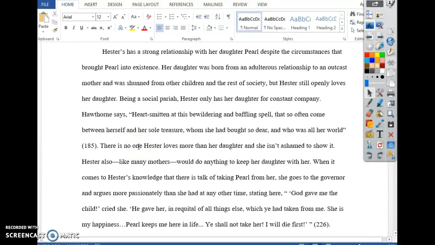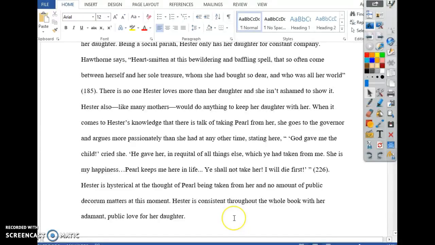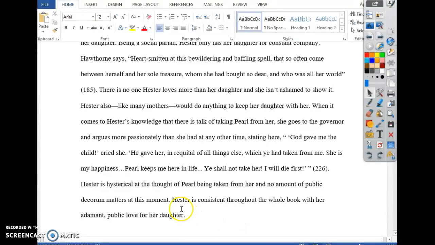Also, something nice to note here for those of you looking to upgrade your sentence fluency and your style. This is a great use of the dashes that we talked about a few weeks ago. Hester also, like many mothers, would do anything to keep her daughter with her. So notice that you could have set this off with commas stylistically. It's pretty interesting to do that dash there. If you continue down again, pause this and read the rest of the paragraph. This writer too has Hester as consistent throughout the whole book with her adamant public love for her daughter. So this is again wrapping up the paragraph.